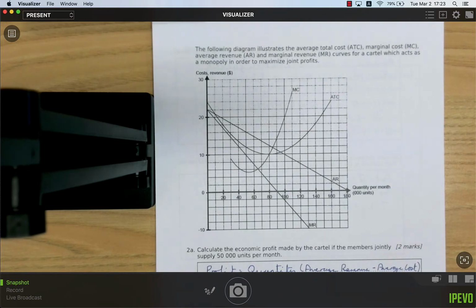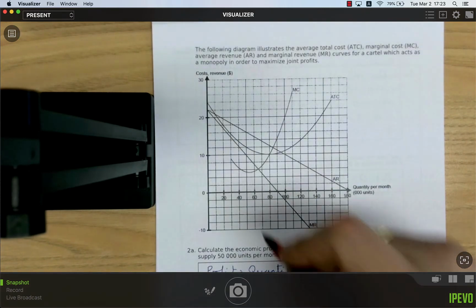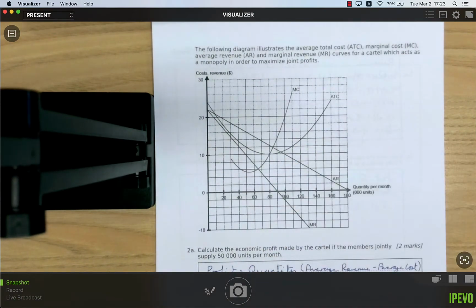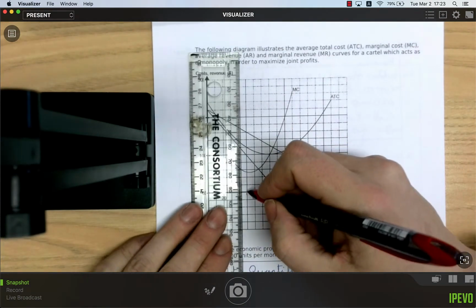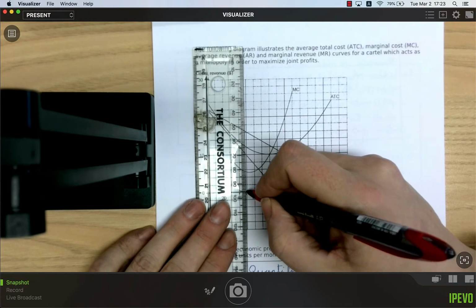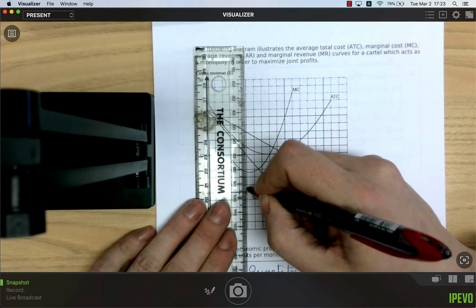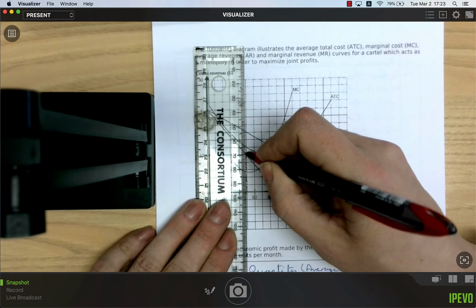Well, let's work this out here for a second. So here is 50,000. As always, I'm sure you're sick of hearing me say this: don't do what I do. I'm only writing in pen so you guys can see easier. Please do it in pencil in the exam.